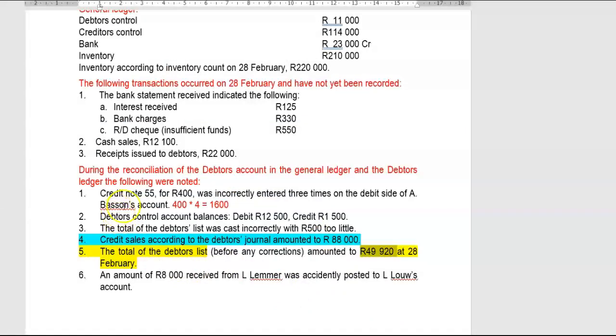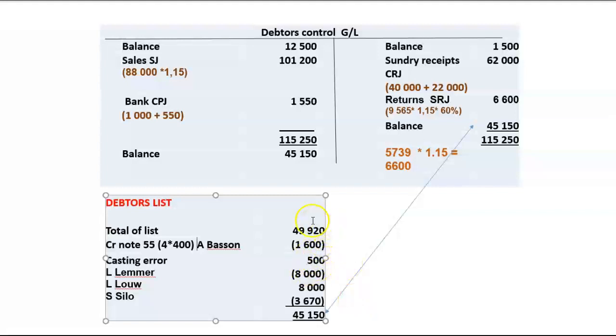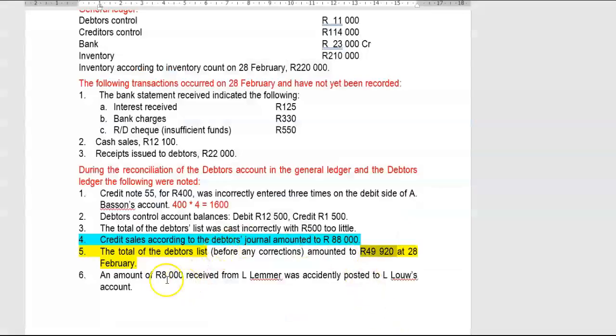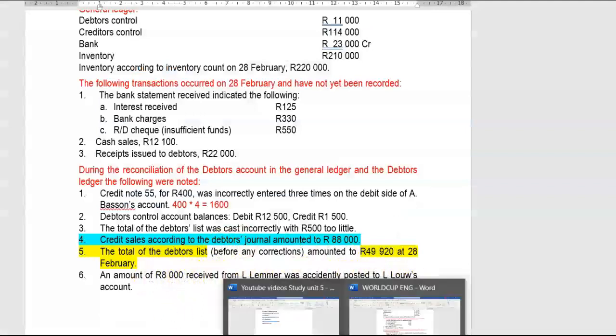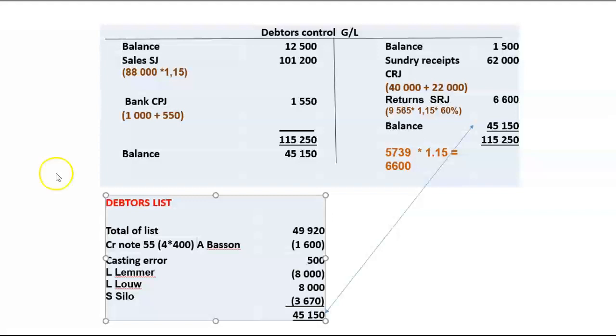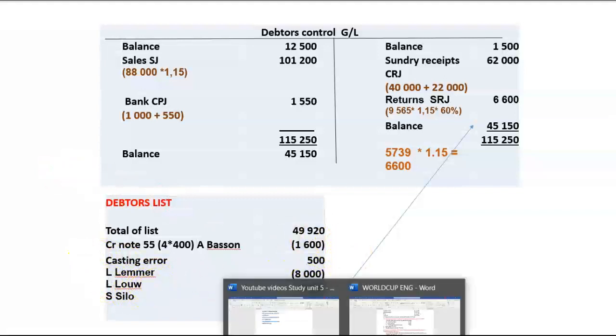Then they also tell us that the total of the debtors list was cast incorrectly with 500 rand too little. So you could either start with the correct amount there, or you can just add the 500 rand to that amount. You can either rectify that amount straight away, or put in the 49,920 and then just add the casting error of 500 rand. An amount of 8,000 rand received from Lemma was accidentally posted to Lowe's account. That doesn't have any impact on the total, but it has an impact on the individual debtors accounts. So Lemma's account will reduce with 8,000 and Lowe's account will increase with 8,000 rand.